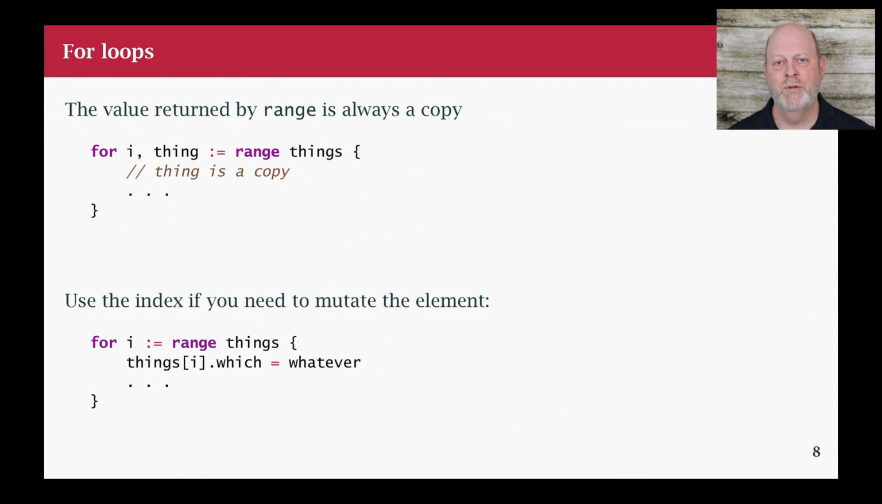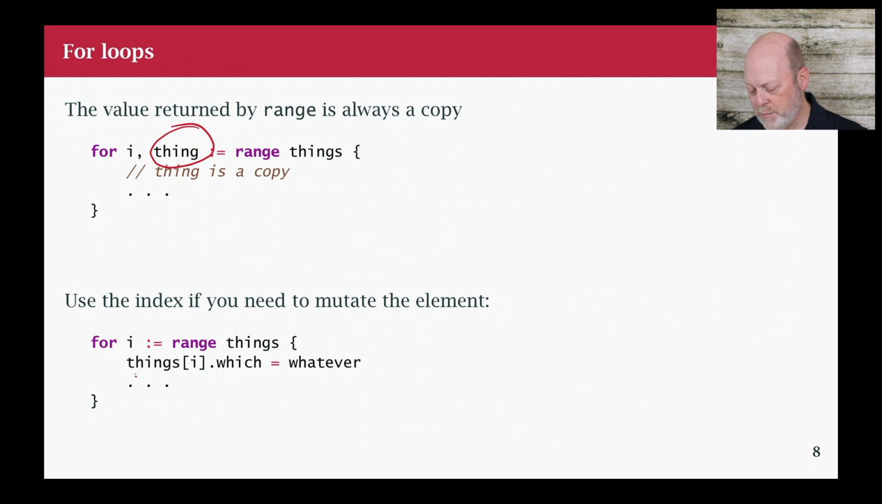Okay, so now I want to get into some special cases where we want to think about reference and value semantics. Several of these are going to have to do with for loops because that's where the exciting problem comes from, right? As I pointed out before, when you use the range operator in a for loop, the value you get is a copy. So thing, in this top case, is a copy of an element of a slice or an array. If it's really big, you probably don't want to copy it. That's an issue.